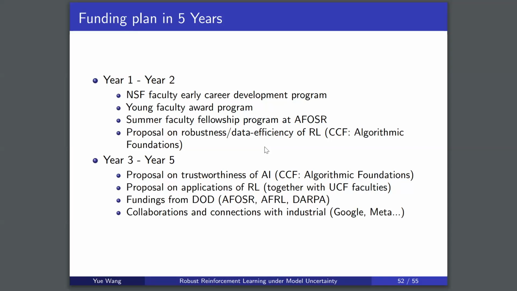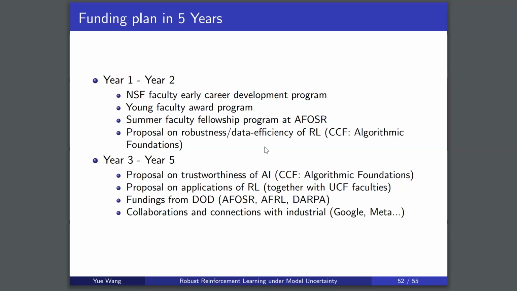In the first several years, I will first apply for the NSF Faculty Early Career Development Program or the Young Faculty Award Program. I will also seek the opportunity in the Summer Faculty Fellowship Program at the Air Force Scientific Research. I know this program requires a green card, so I might need to apply for a green card first. And then I will submit my proposal on the robustness and data efficiency of reinforcement learning to the CCF program, because I'm more familiar with these topics.